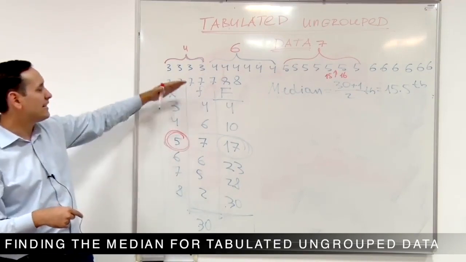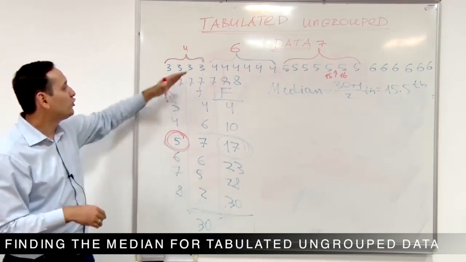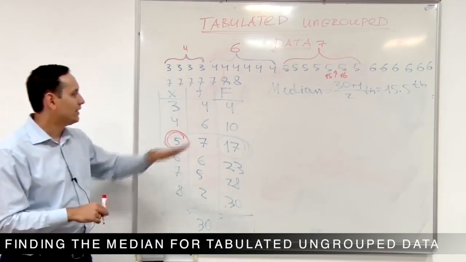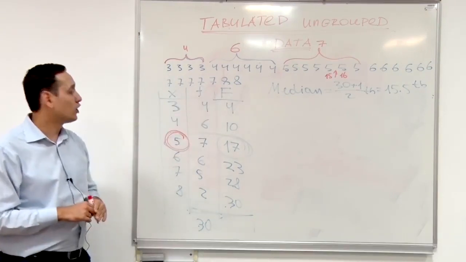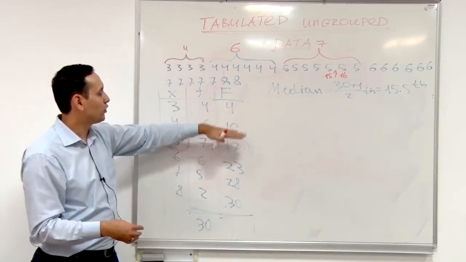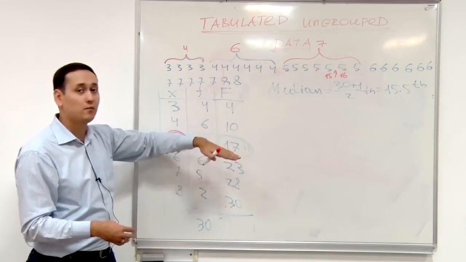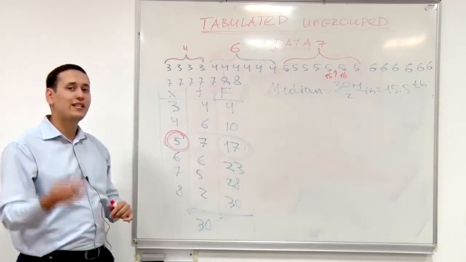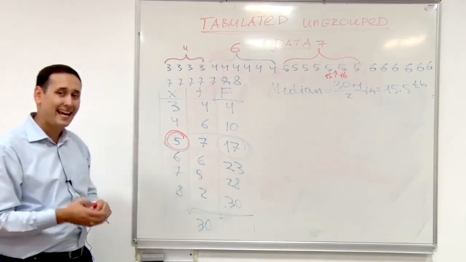While calculating the median for tabulated data, you don't have to show the sequence of numbers. The cumulative frequency column will do everything for you. So here we have up to 4 numbers, here we have up to 10 numbers, and here we have up to 17 numbers, which includes 16 and 15.